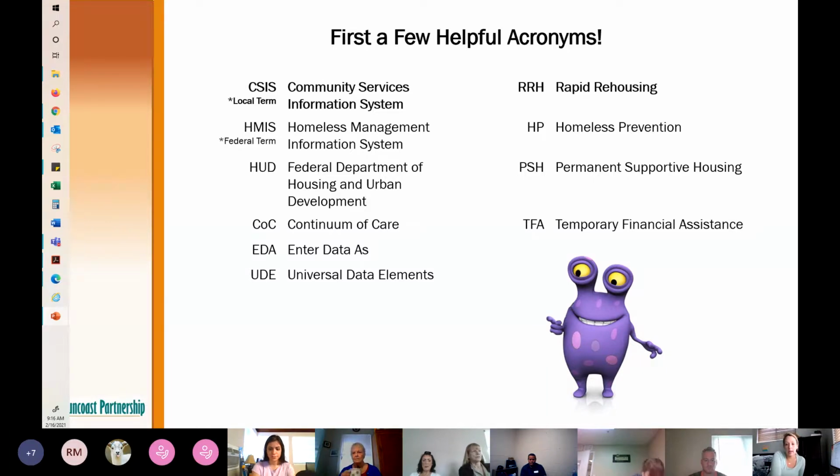TFA is used commonly at local agencies and regarding requests for temporary financial assistance. So when we make check requests, we're making a TFA. Okay.